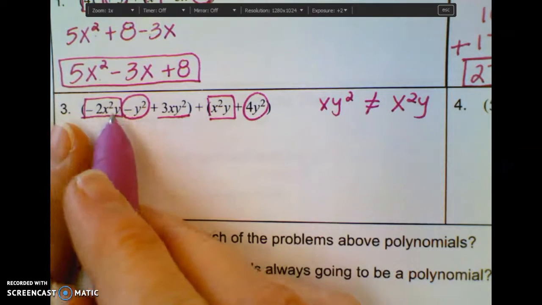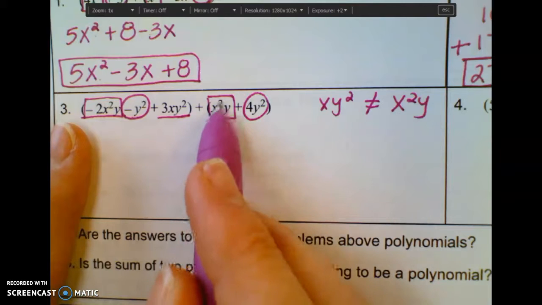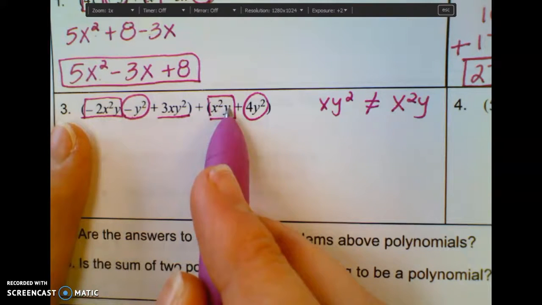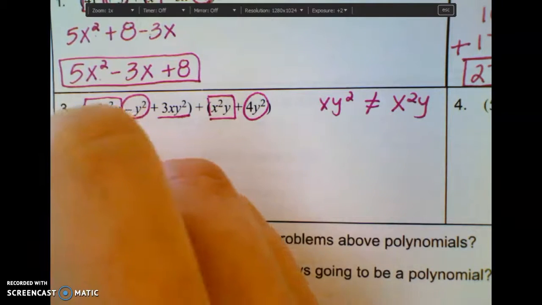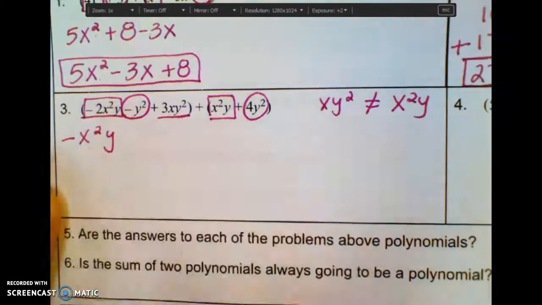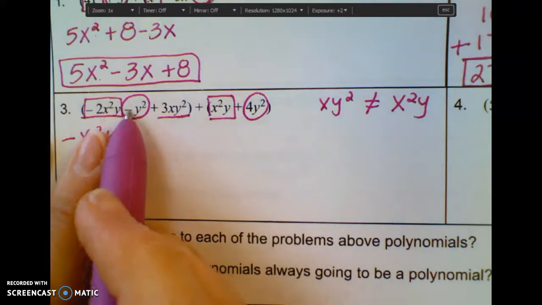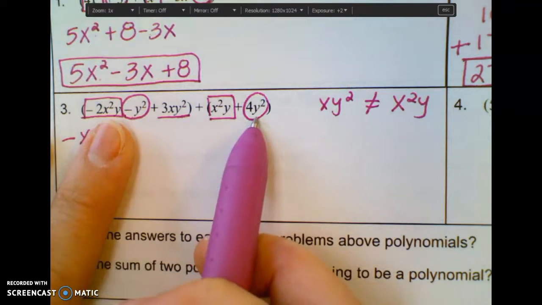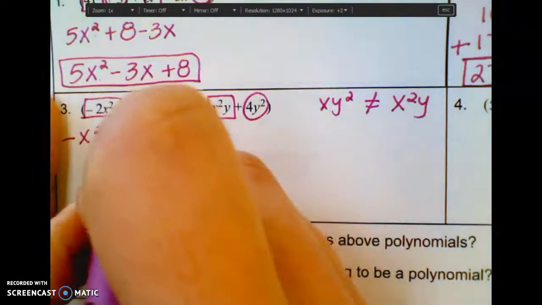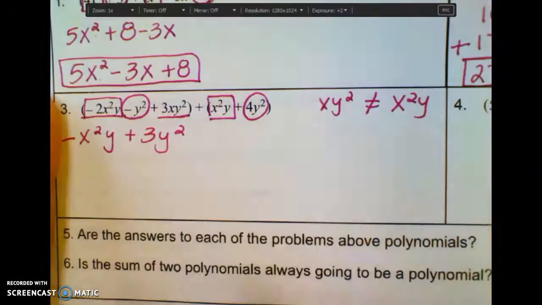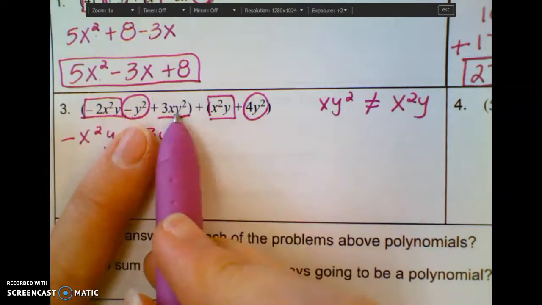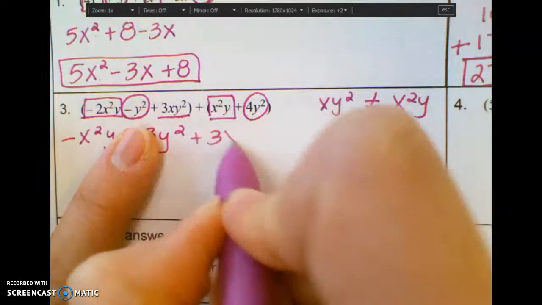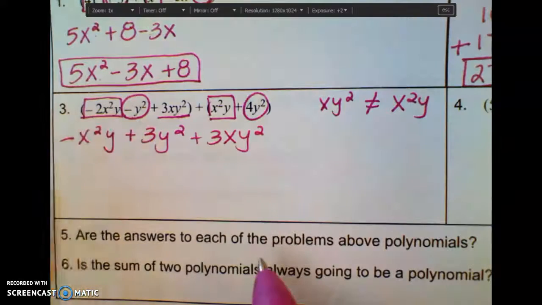Negative 2x squared y plus x squared y. So I have negative 2 of them. I add 1 to it, and that's going to give me negative x squared y. Now I have negative y squared plus 4y squared. Negative 1 plus 4 is going to give me positive 3y squared. We just add their coefficients. And then lastly, this 3xy squared didn't have anything to be combined to.